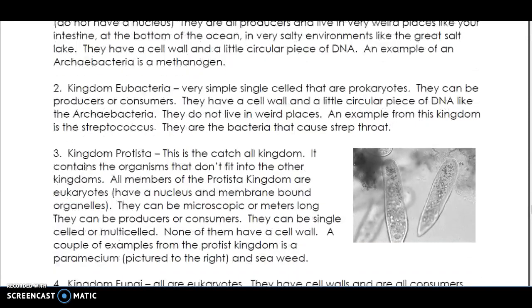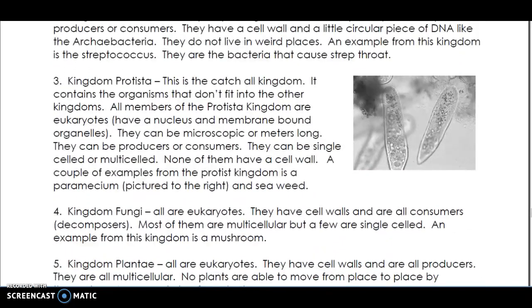Three. Kingdom Protista. This is the catch-all kingdom. It contains the organisms that don't fit into the other kingdoms. All members of the Protista kingdom are eukaryotes. That means they have a nucleus and membrane-bound organelles, which we'll learn about later this year. They can be microscopic or meters long. They can be producers or consumers. They can be single-celled or multi-celled. None of them have a cell wall. A couple examples from the protist kingdom are a paramecium, which is pictured to the right, and seaweed.